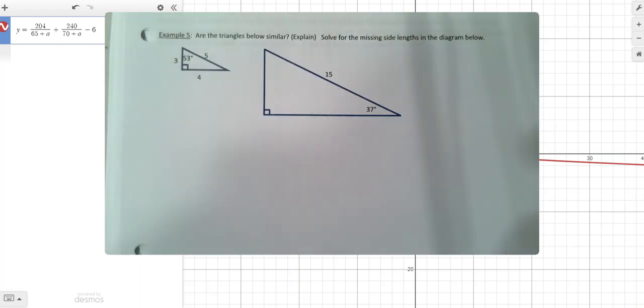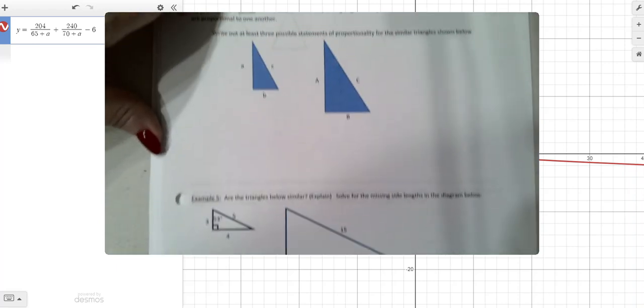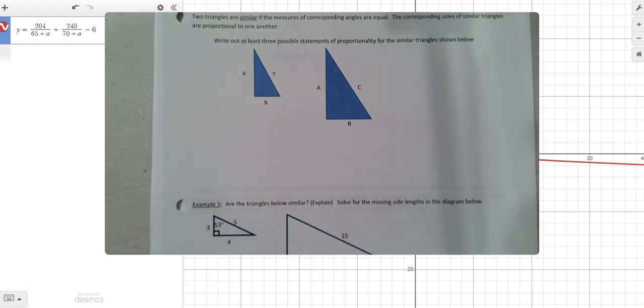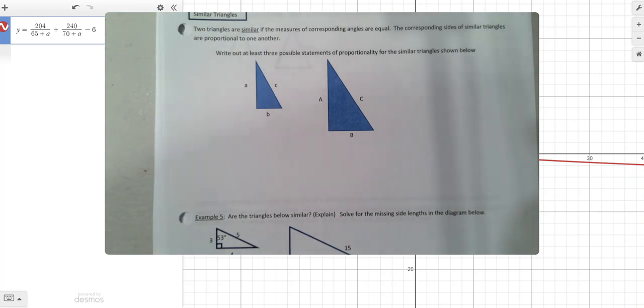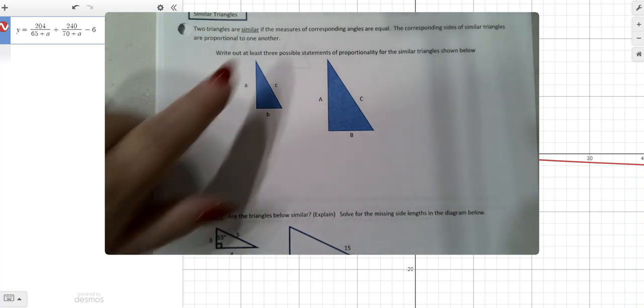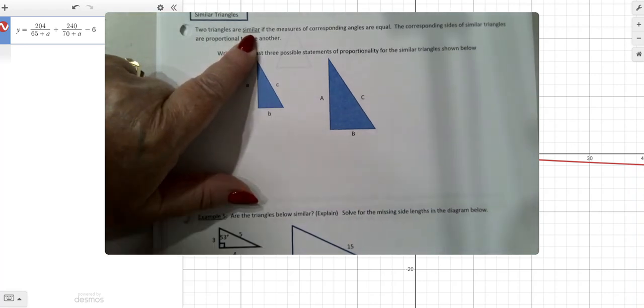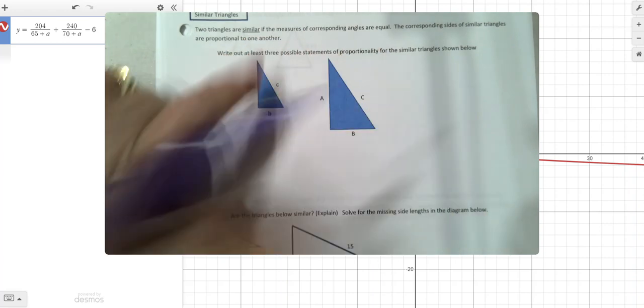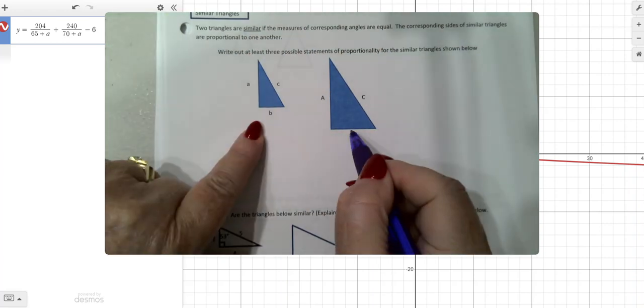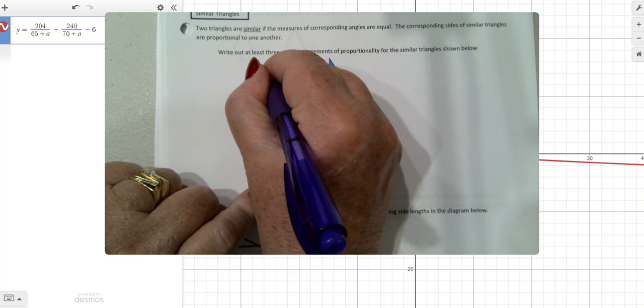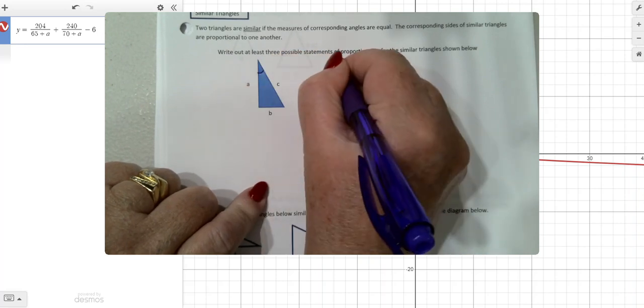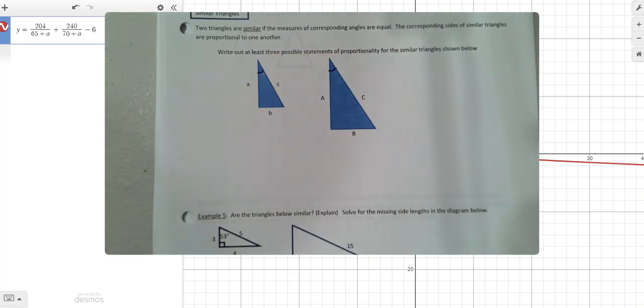Our last application here in this section is a geometry one. It talks about similar triangles. So first of all, we need to talk about what does it mean for two triangles to be similar. Two triangles are similar if they've got the same angle measures. So like in these two triangles, this angle and this one, if you measured them with a protractor, would be the same.